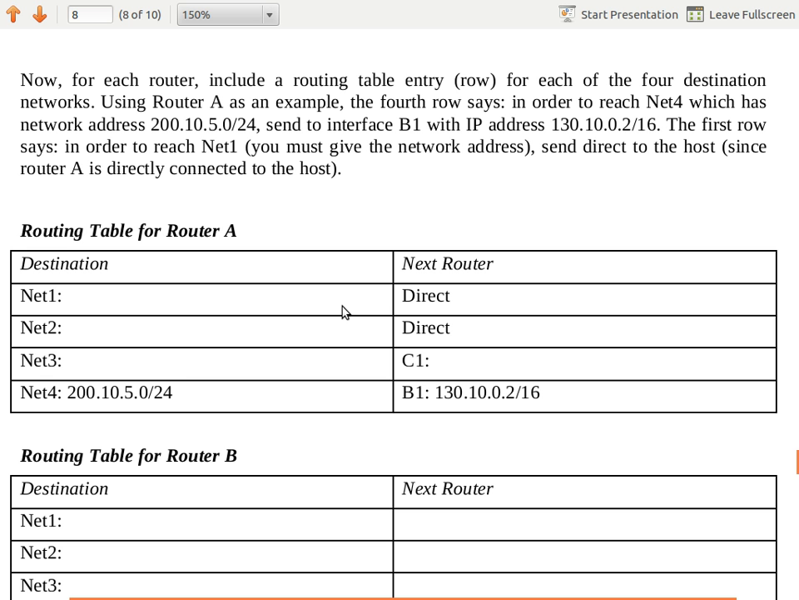And in the routing table, we don't store things like net 1, direct, and C1. We store IP addresses, okay? Network addresses and IP addresses of interfaces. So here's a network address. Here's an IP address for B1.